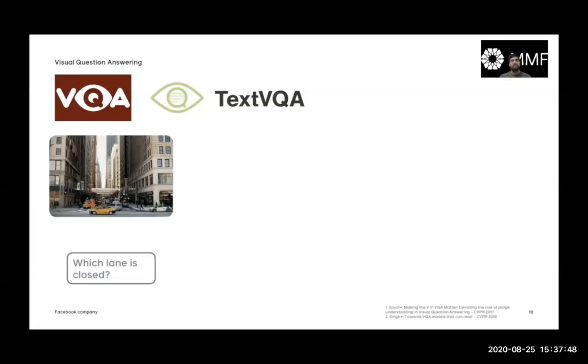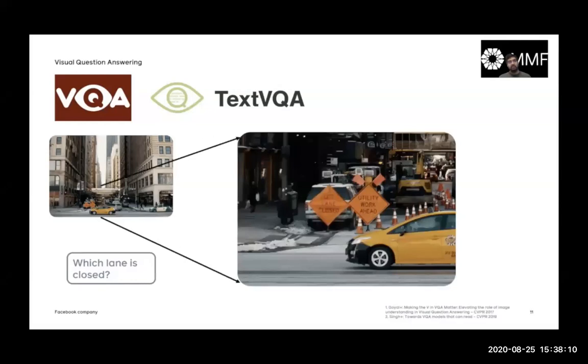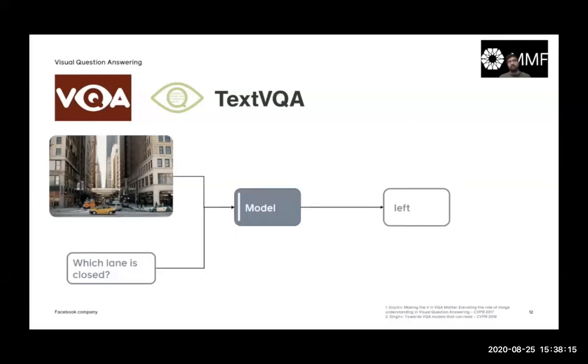Then TextVQA is a special case of VQA where you need to read text in the image to answer the question. And the dataset that we'll be implementing, OKVQA, outside knowledge VQA, is also a special case of VQA where you need some outside knowledge source to answer the question. We will see examples of OKVQA later. Here you can see that on the board it is written "left lane closed." If you read that, it should be easy for the model to answer that the answer is left. This is the way these models work on VQA.